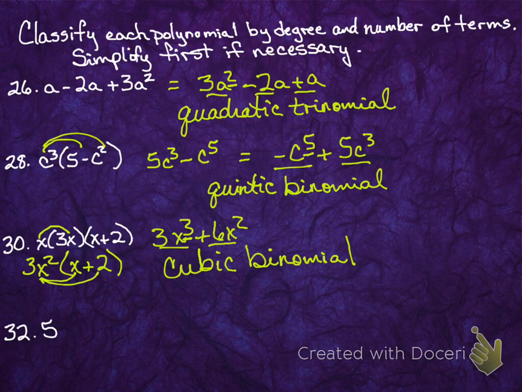All right, last one. We have the number 5. There's no x. So that means I have a power of 0. And when I look on my list, my power of 0 is a constant. And I have one term, so this is a monomial. So the number 5 is a constant monomial.